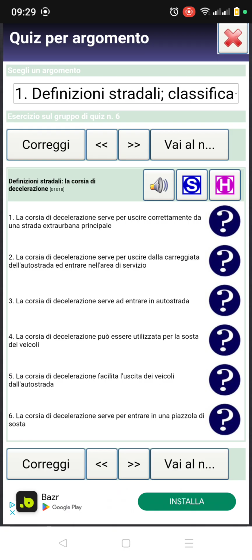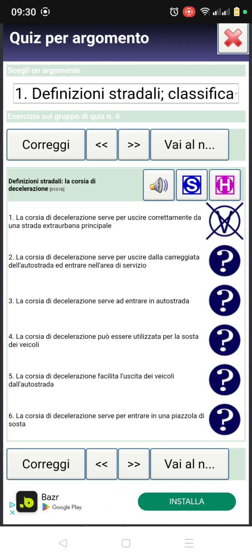So our first question. La corsia di decelerazione serve per uscire correttamente da una strada extraurbana principale. Yes, it's true. We have not done a lesson on strada extraurbana principale. It is still a highway as well. So the exit lane, which is corsia di decelerazione, serves to exit correctly from the highway they call strada extraurbana principale. It's true. Don't forget I said we will do a lesson on strada extraurbana principale, but it's still a highway.